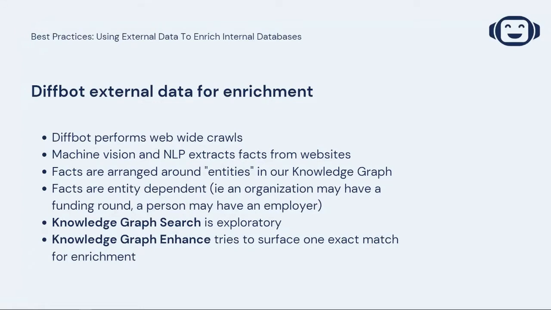All of these entities are pulled into our knowledge graph. And while knowledge graph search combs the KG to return entities that meet a given criteria, our data enrichment product Enhance combs the KG with a different matching algorithm.